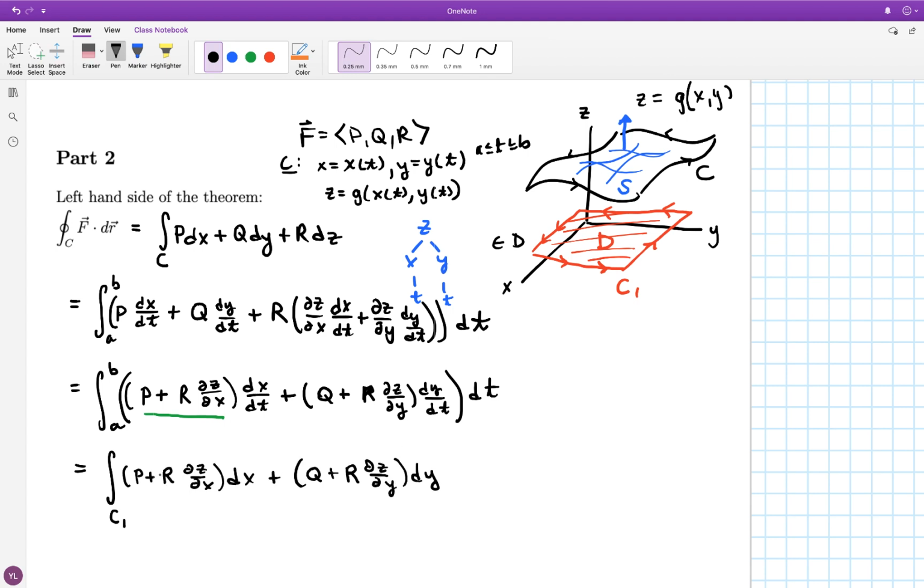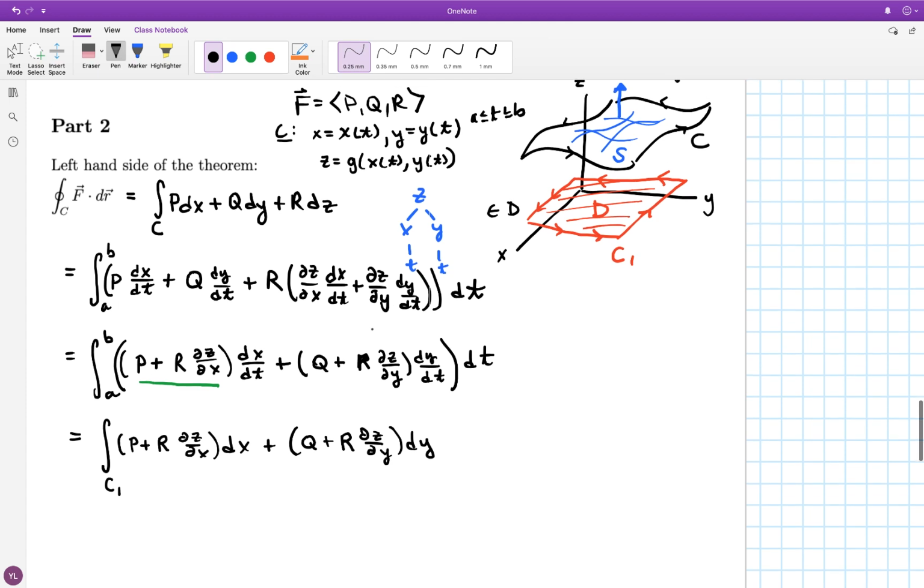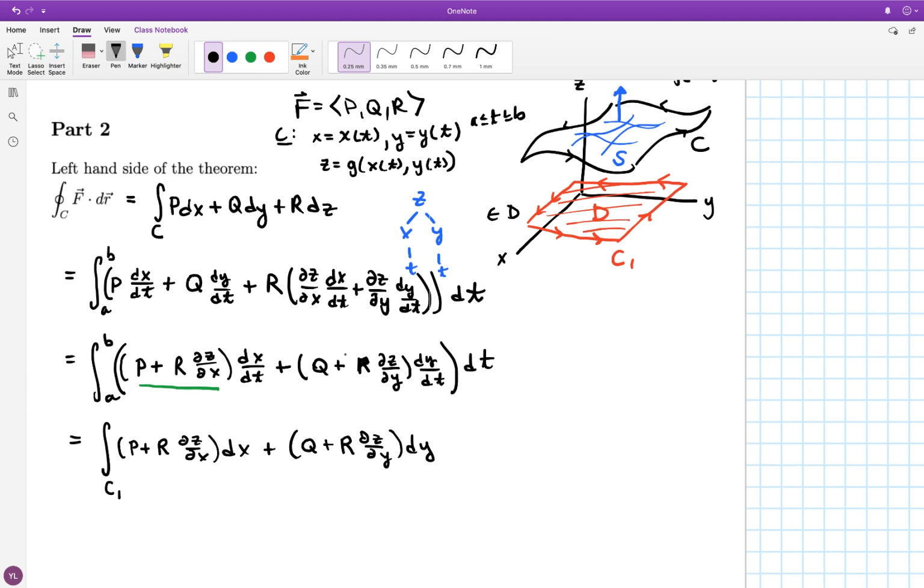And let me clarify why I am going down to C1 here instead of the entire curve C. I've expressed everything in terms of its dependence on x and y. Since z is actually a function of x and y, when I parameterize everything in terms of t, P, Q, and R can be considered as only functions of x and y, since z depends in turn on x and y. And so this is then the value of this original line integral in 3 dimensions. It reduces down to a line integral across C1, which just depends on x and y.